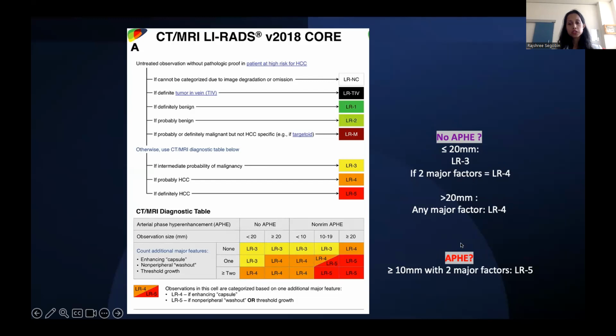And as soon as you progress to an arterial phase enhancing lesion, a lesion more than 10 millimeters with 2 major risk factors goes straight to a LIRADS 5 criteria. And this is what recently changed in the 2018 version of the LIRADS algorithm: if you have an intermediate size lesion, 10 to 19 millimeters, and you have only a capsule as a major factor, you will give it a LIRADS 4. But if you have either non-peripheral washout or threshold growth within your 6-month period, you would give it straight a LIRADS 5 criteria, even if it's not more than 20 millimeters.